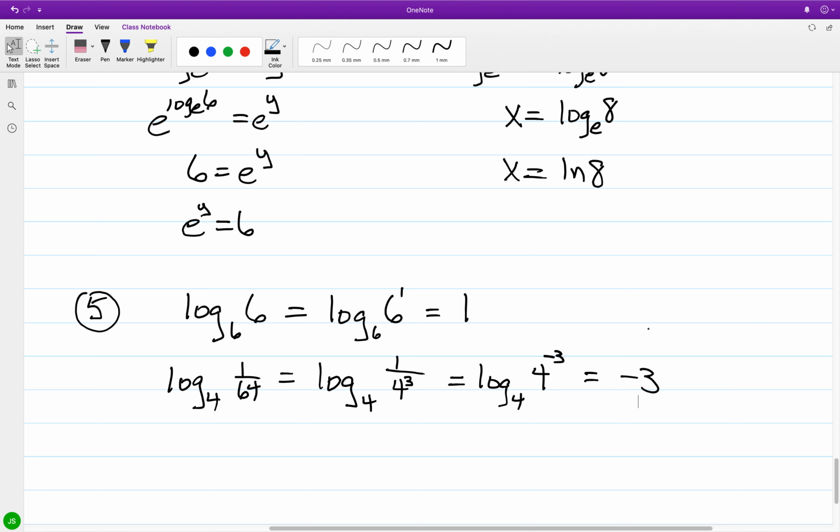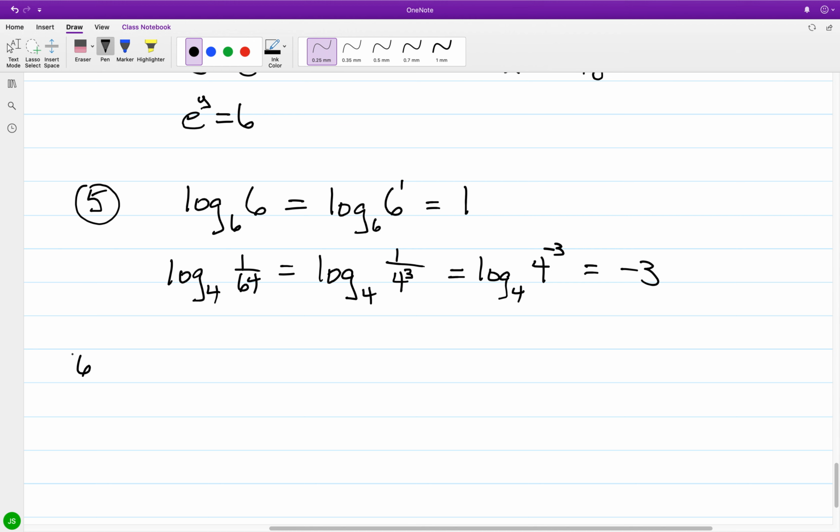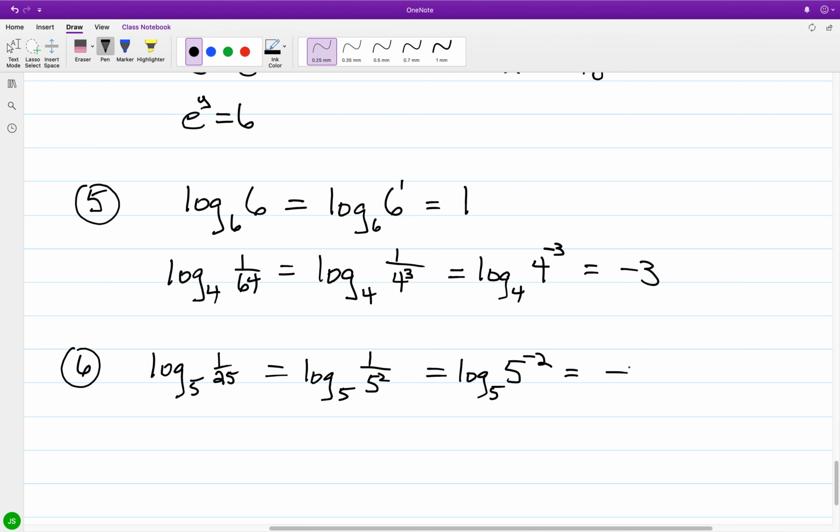And in the case of number 6, here we have a base 5 logarithm of 1/25th. And 25 is both a multiple and integer power of 5. And 25 is 5 squared. 1/25th will be the reciprocal of 5 squared. So here we have a base 5 logarithm of 5 to the negative 2. And again, after the exponential and logarithmic bases cancel, we end up at negative 2.